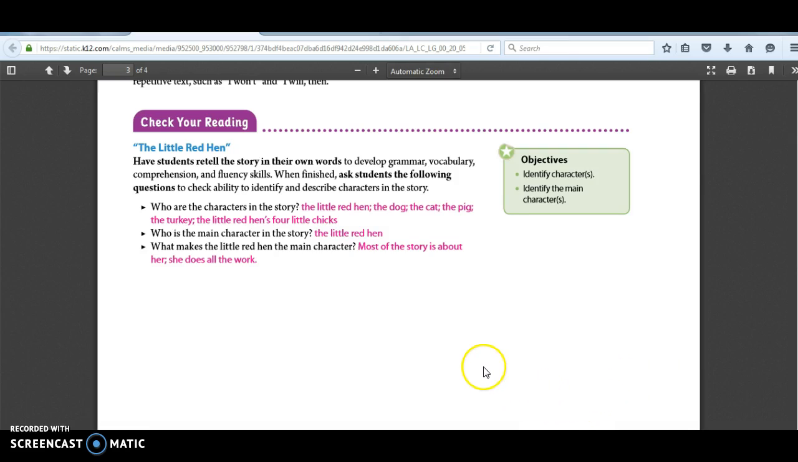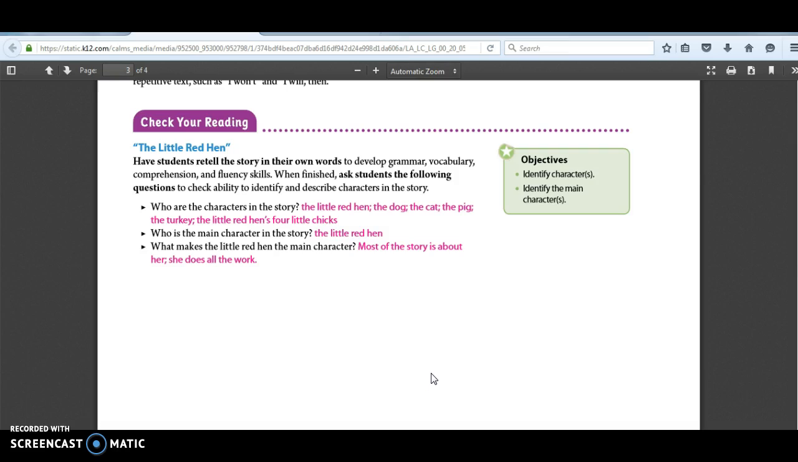Students, if you told your learning coaches that the characters in the story were the little red hen, the dog, the cat, the pig, the turkey, and the little red hen's 4 little chicks, those were all characters in our story. Now, who is the main character in the story? Who is this story mostly about? Tell your learning coach.